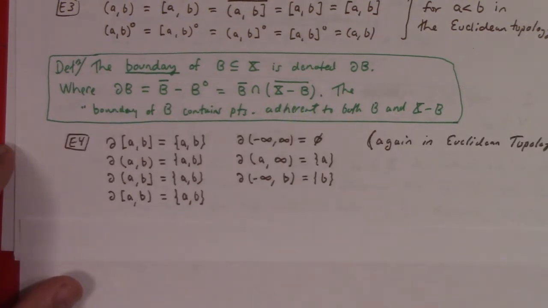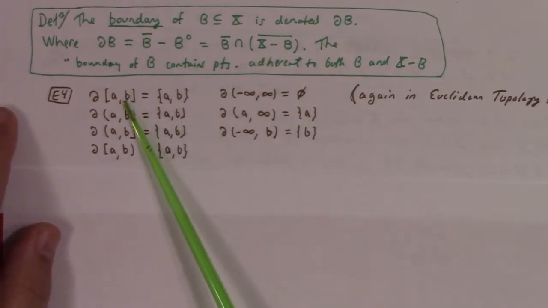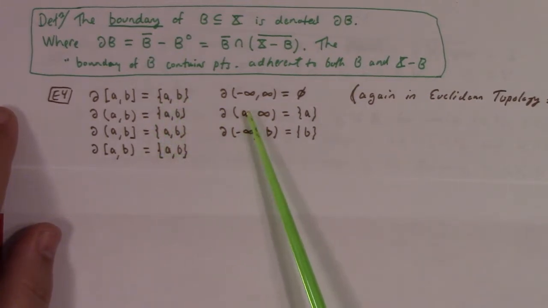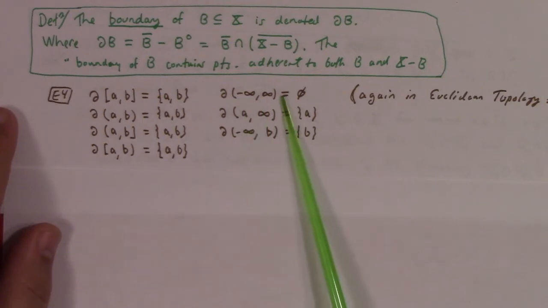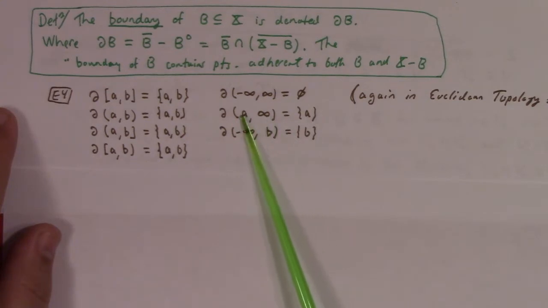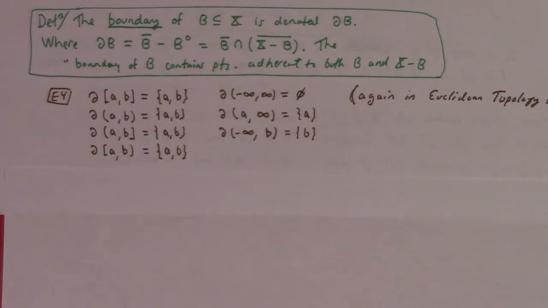So here are some examples of boundaries from a somewhat familiar context. The boundary of all of these finite intervals is just the two-point set containing the endpoints. There is no boundary in the whole real numbers: the boundary of minus infinity to infinity is just the empty set. The boundary of a to infinity would just be a. The boundary of minus infinity to b would just be b. Now, this is all within the Euclidean topology for R. If you were working with the extended reals, with a copy of infinity or perhaps infinity and minus infinity, then we might say something different.